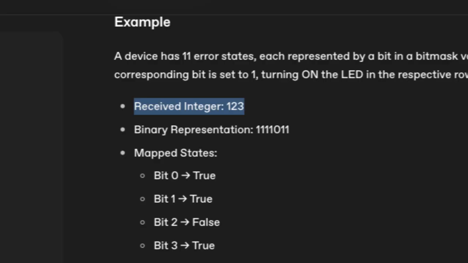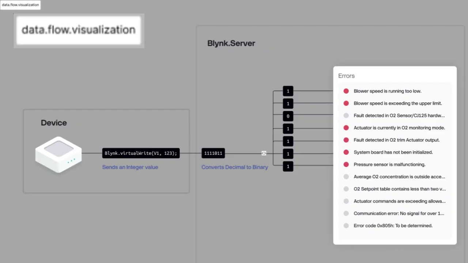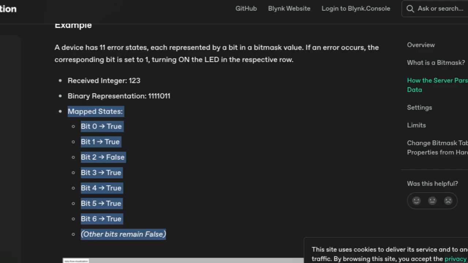This line, received integer 123. That means the server received a value of 123. In this figure, you can understand that the device executed a send command to send a value to the server. This value is an integer, or in other words, this value is a decimal. From this decimal, the server converts it to binary, 1111011. You can see the map states here.